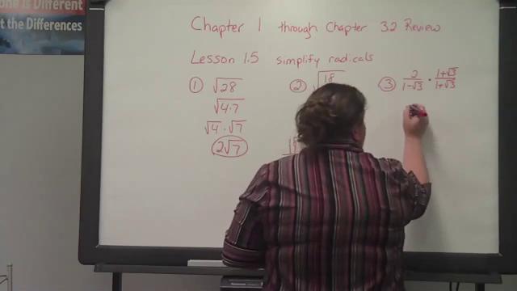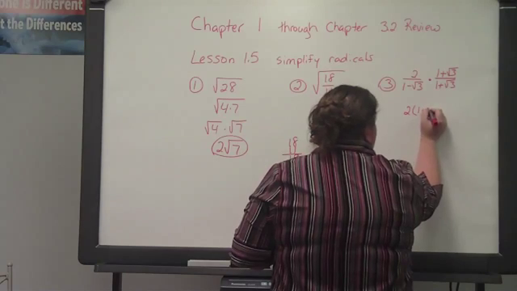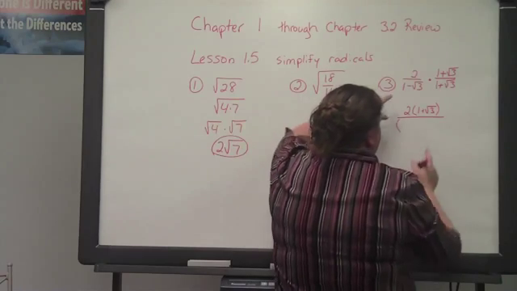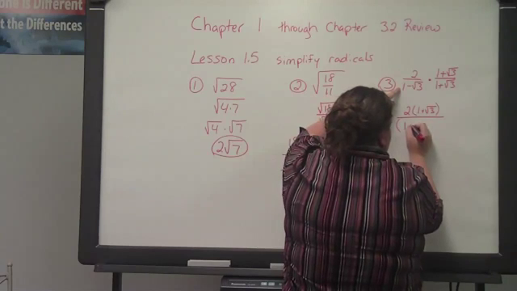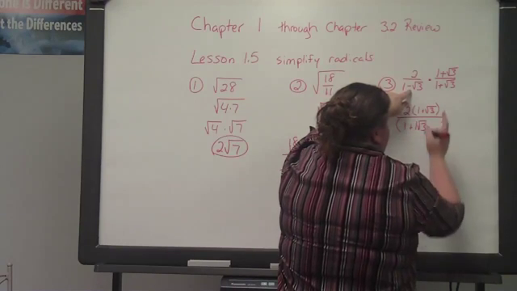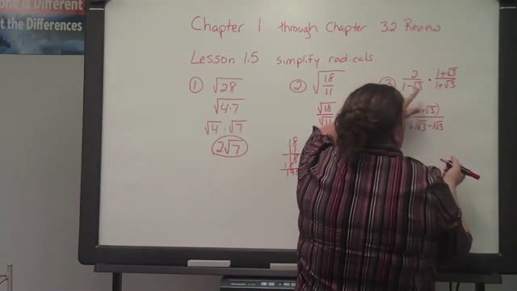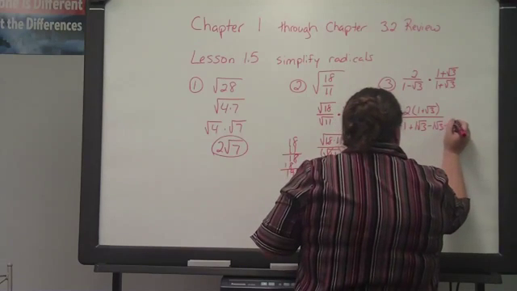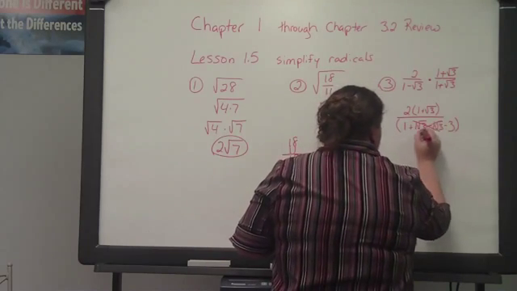And so I can go ahead and rewrite and say 2 times 1 plus square root 3 on top. And then on bottom I can FOIL it. 1 times 1 gives me 1. 1 times square root 3 gives me a positive 1 square root 3. A negative square root 3 times 1 gives me a negative 1 square root 3. And then a negative square root 3 times a negative square root 3 gives me a negative 3. Now again, these cancel out.